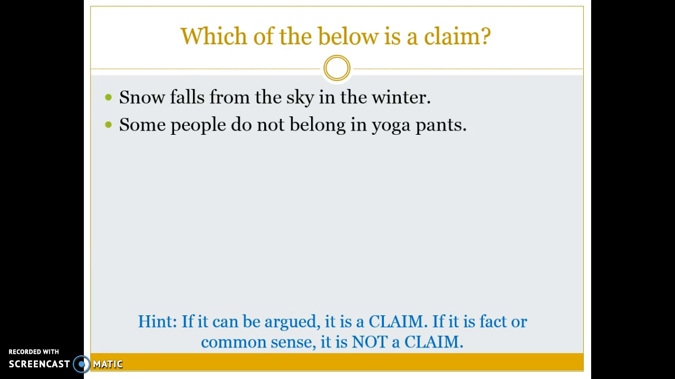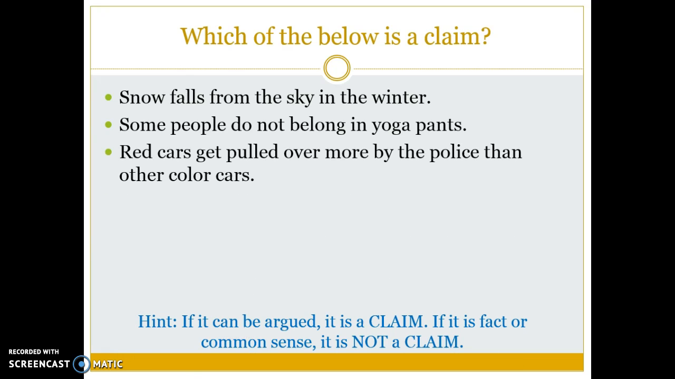Here's the second one. Some people do not belong in yoga pants. Okay, if you said this is a claim, you are right, because there are people of varying opinions out there. Some people believe that anybody should be able to wear yoga pants. So this is considered a claim. Next: red cars get pulled over more by the police than other cars. This is, in fact, not a claim. If you were to look at the actual statistics, you would find that red cars do, in fact, get pulled over more by the police than any other color car.